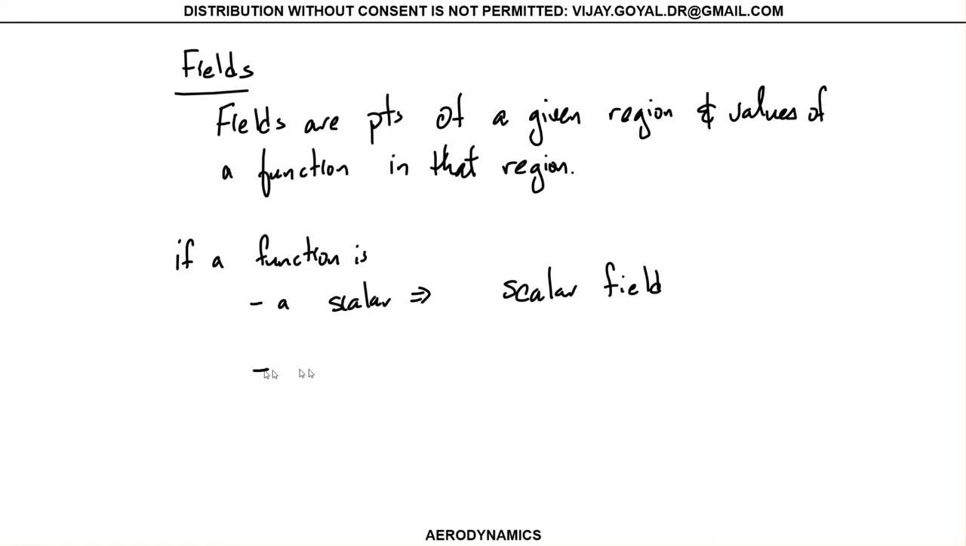Now, what if a function is a vector? What do you expect? Very good. You will get a vector field. Okay, because scalars produce scalars, vectors produce vectors. Okay, we're going to do a lot of examples with that as we move on.